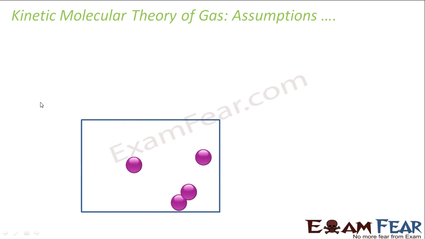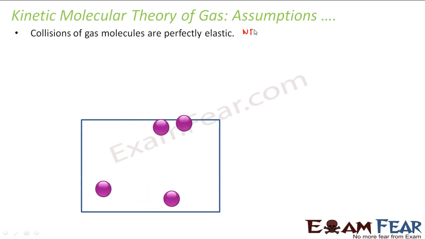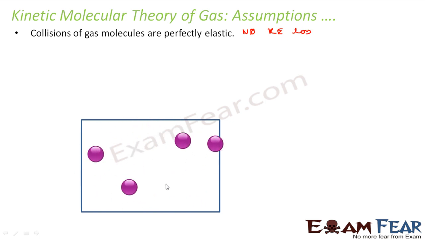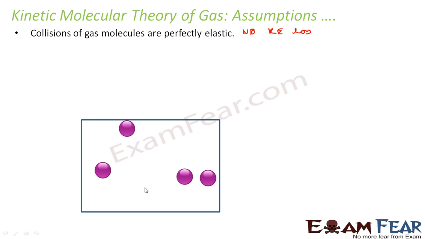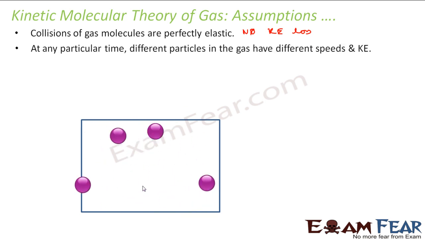The next assumption of the kinetic theory of gas is that the collision of the gas molecules is perfectly elastic. And this explains why there is no kinetic energy loss. If the collision were not elastic, these molecules after some time would slow down and lose velocity, and these particles would settle down, right? But this doesn't happen. So this is one assumption, that the gas molecules' collision is elastic.